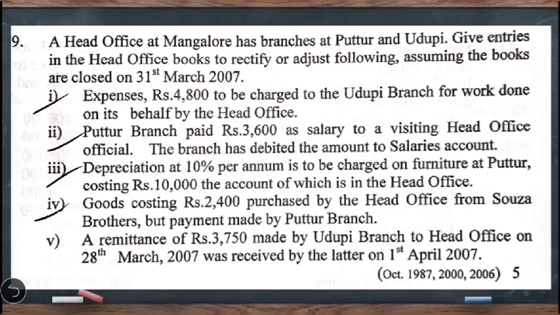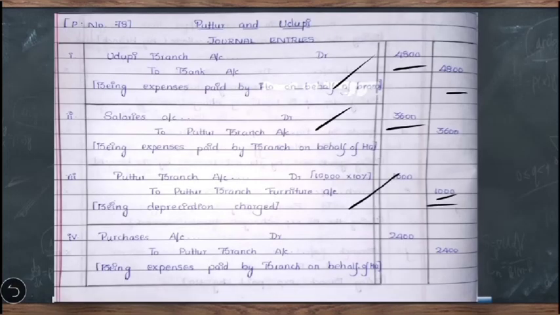goods costing rupees 2,400 purchased by head office from Souza Brothers but the payment made by Puttur branch. Here, head office has purchased the goods worth rupees 2,400 from the Souza Brothers, but the payment has been made by the Puttur branch. So it is as good as the branch has made the payment on behalf of the head office. Then the entry will be concerned payment account debit to branch account. Here, what is the concerned payment? They have made the purchases. So the entry will be purchases account debit to Puttur branch account. The amount of purchases is 2,400.